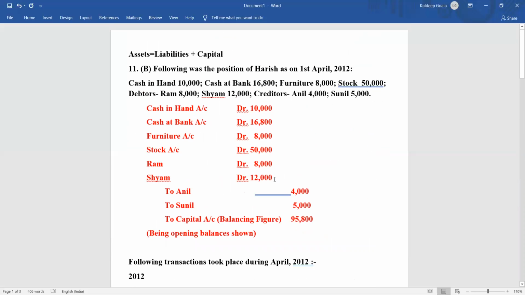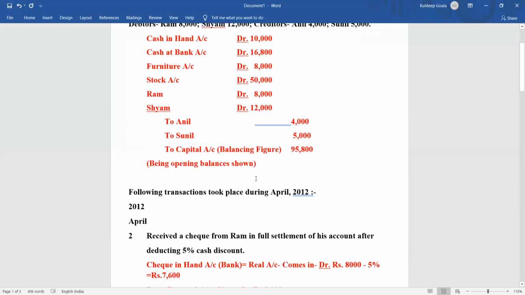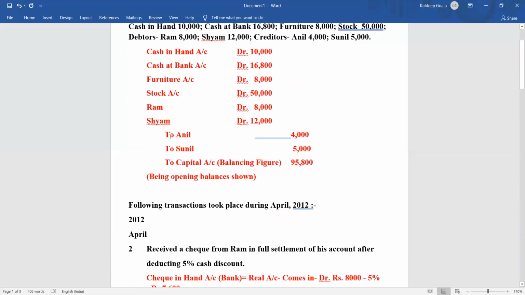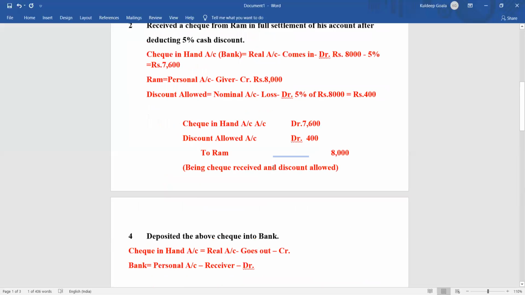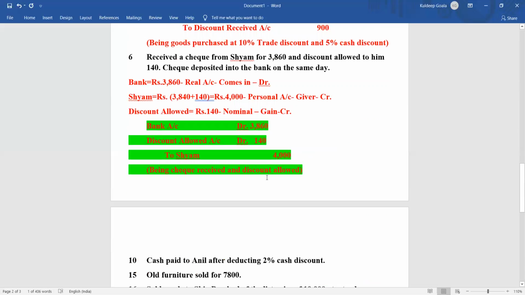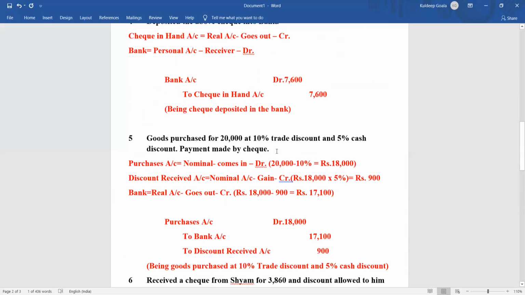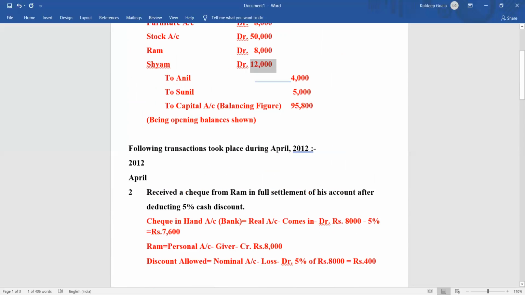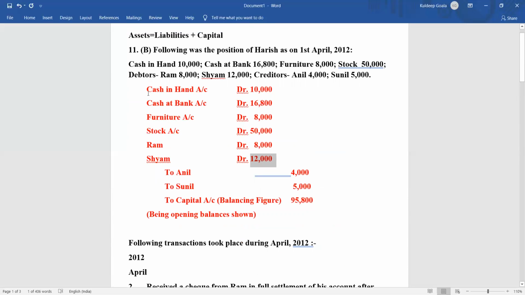See, how much amount was Sham owing? 12,000. Out of this 12,000, Sham is paying us how much? 4,000, and at a discount of 140. This is how it relates to the previous transaction. Clear?